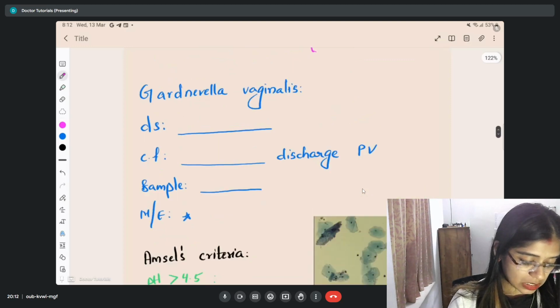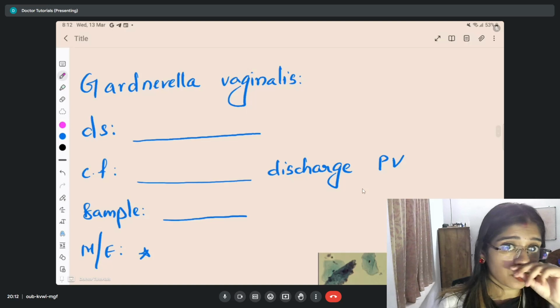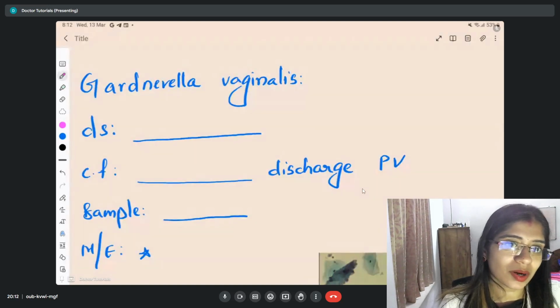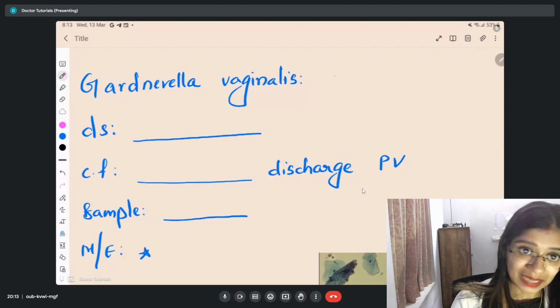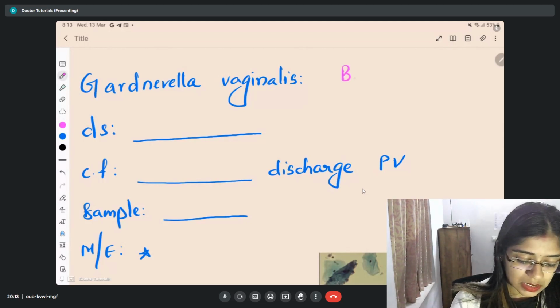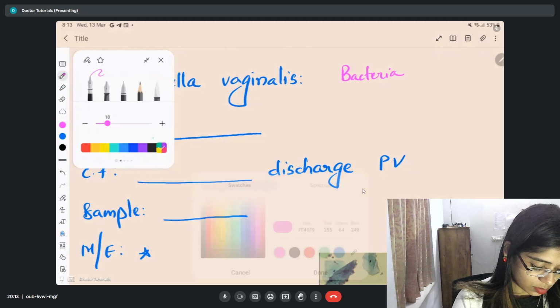That is Gardnerella vaginalis. What is Gardnerella vaginalis? This is also very important in your OBG, micro. They'll ask you as maybe a 5-mark or a 3-mark question. So, Gardnerella vaginalis, it is a bacteria. Somebody asks you, is it a bacteria, virus, fungus? You will say, ma'am, it is a bacteria. Very good.